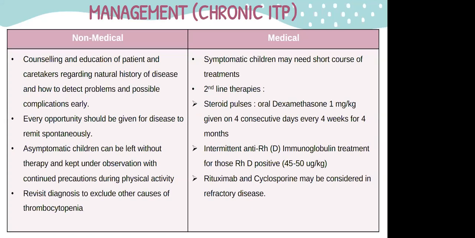So the management of chronic ITP is divided into non-medical and medical management. As for non-medical, we give counseling and education of patients and their caretakers regarding the natural history of the disease and how to detect the problems and possible complications. Parents should also be aware of how to seek immediate medical treatment when the need arises. Every opportunity should be given for the disease to remit spontaneously. Asymptomatic children can be left without therapy and kept under observation with continued precautions during physical activity. We always have to revisit the diagnosis to exclude other causes of thrombocytopenia.